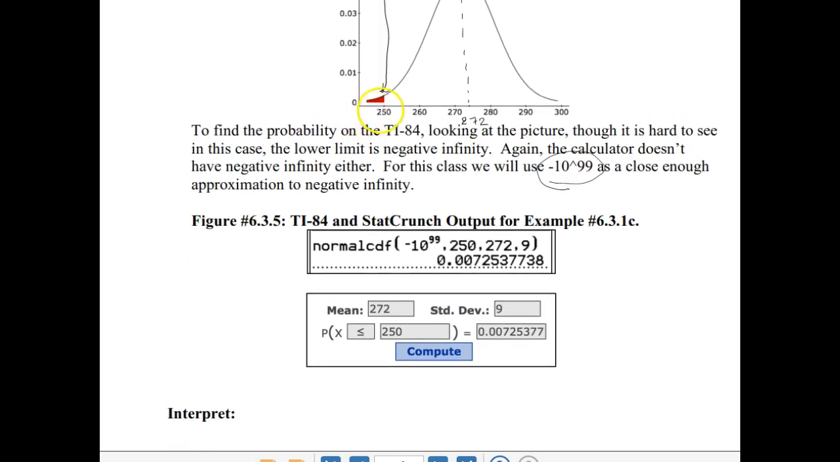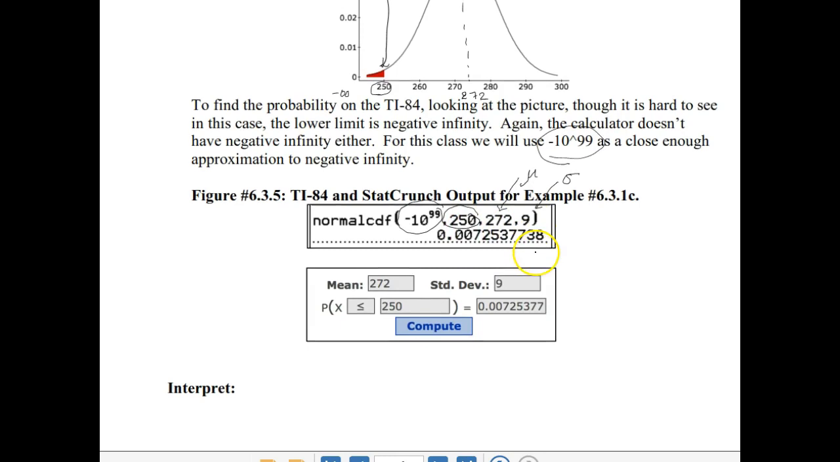So reading here from left to right, our shaded region starts at negative infinity, so we enter negative 10 to the 99th power, and it ends at 250, so our right endpoint here is 250, and then the last two inputs are the mean and standard deviation for this distribution. So we've got normal CDF, negative 10 to the 99th power, 250, 272, and 9. And if we push enter, we get 0.0072537738. And if we were to use StatCrunch, we would get that same exact result.